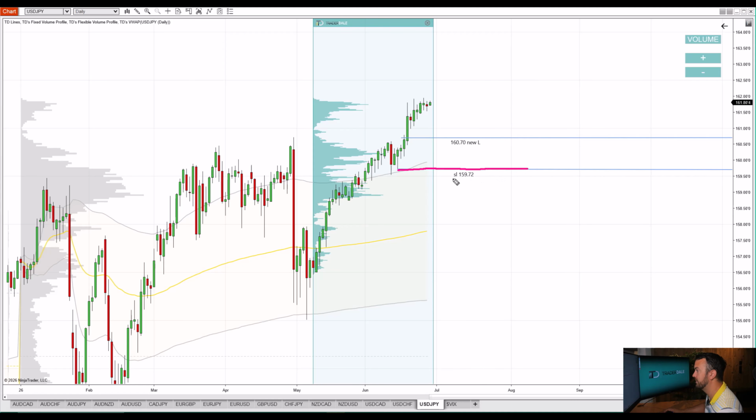Now, as far as stop loss and take profit placement is concerned, the stop will go here at 159.72. It is behind the heavy volume zone, and take profit at least risk reward 1, so at least somewhere in here. Okay, and now we just wait for the pullback, and when the price hits this level, go long from there.